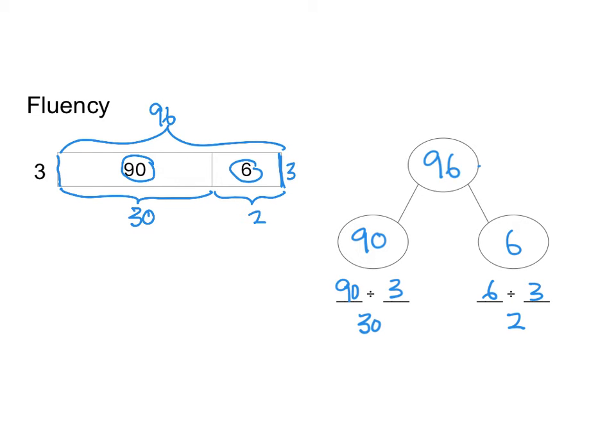I'm sorry. When we add 30 and 2 together, we get 32. That was silly of me, just being in a hurry. And then we know 96 divided by 3 is equal to 32. We can confirm that by saying 32 times 3: 2 times 3 is 6, and 3 times 3 is 9. So we've just checked our work.